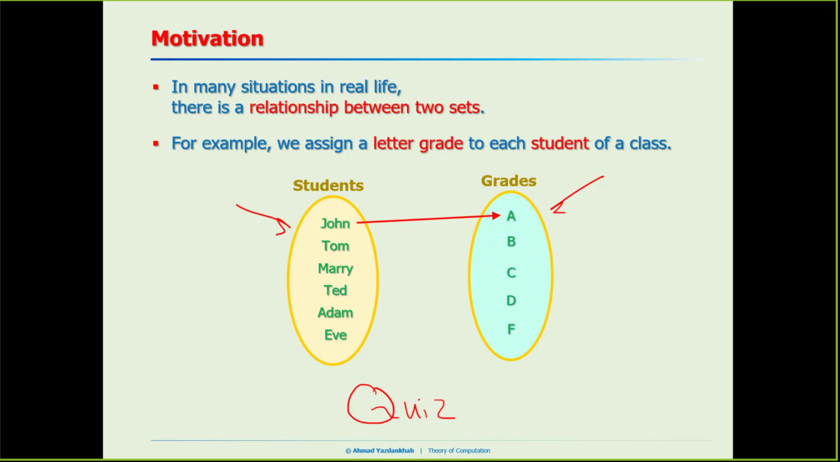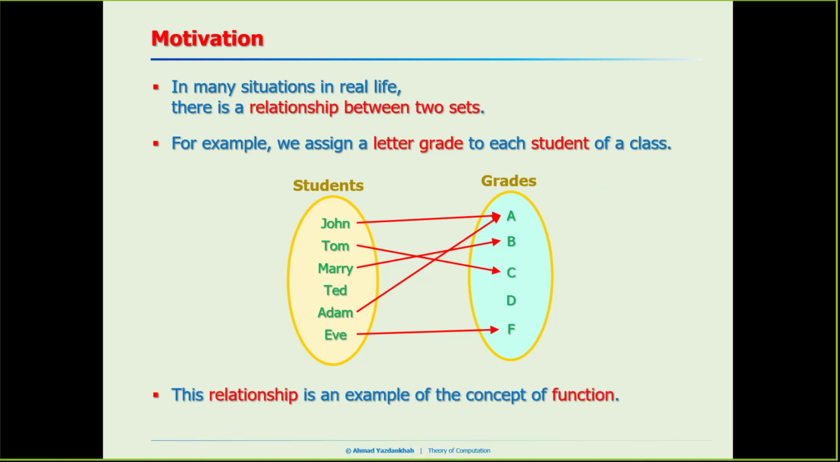For example, John got A, Tom got C, Adam got A, Eve got F, you see? So we have a relationship between two sets now, right? And this relationship needs a new mathematical structure, a new mathematical concept. And guess what? Function is this thing that we are looking for.